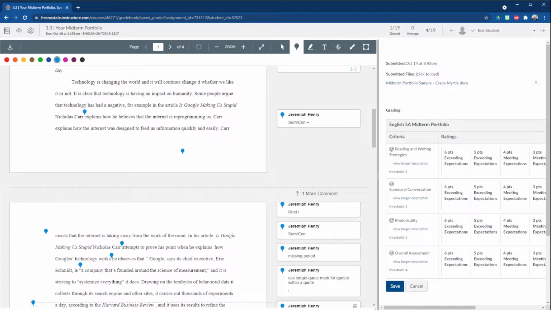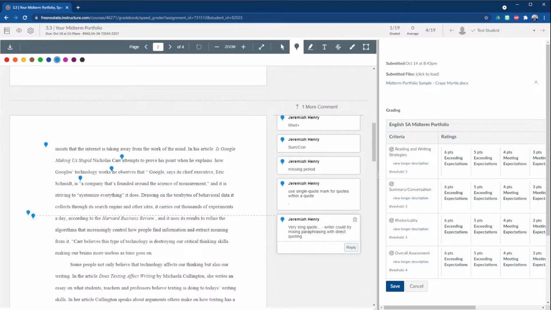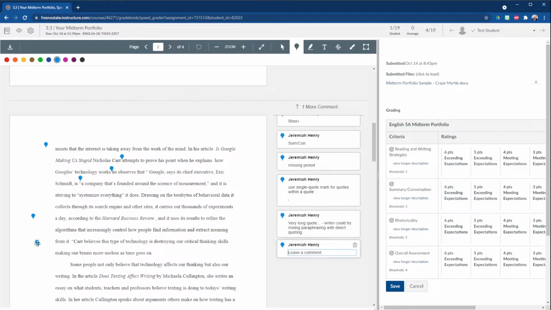Right. So there are some things here in the summary that I think don't quite accurately represent Carr's stance. Again, this is the kind of thing that I think would keep summary conversation from exceeding expectations. Okay, we're really in the meeting expectations zone.